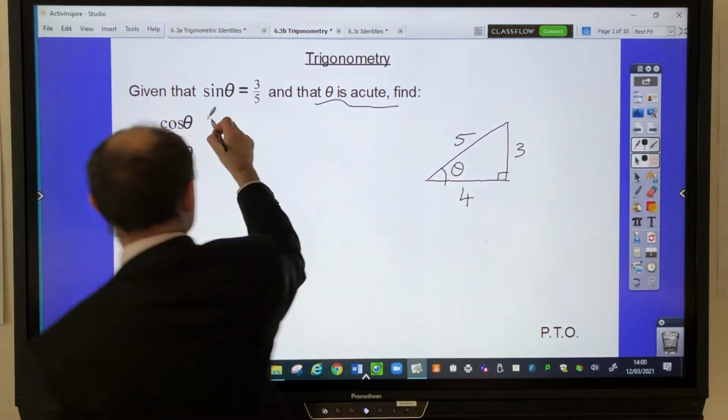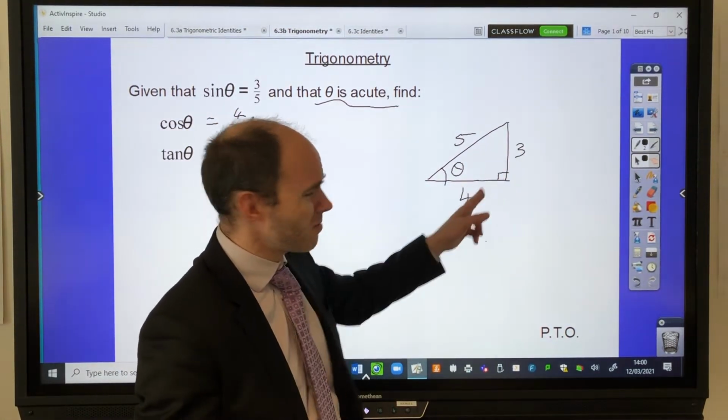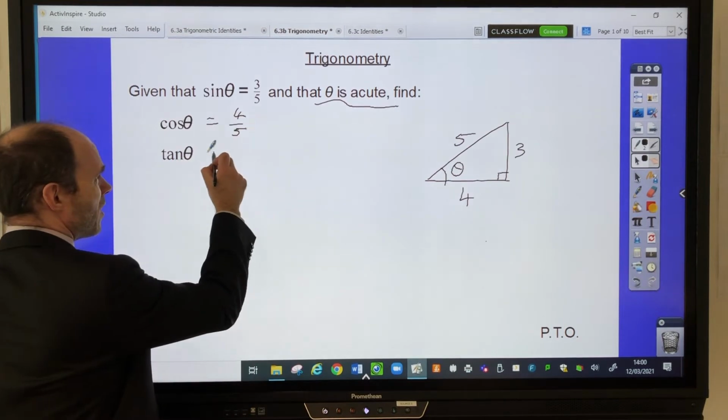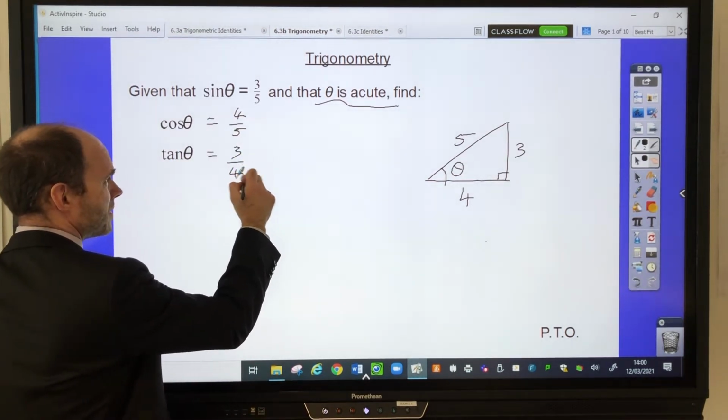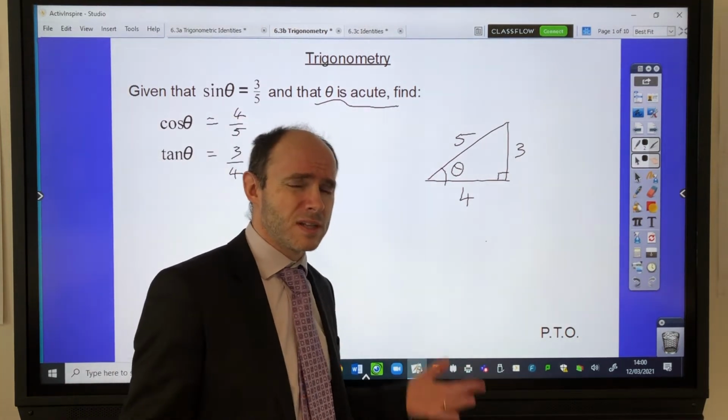Simple. So cosine theta is 4/5. Right, I'll write it in here. Adjacent over hypotenuse. And tan theta is just 3/4. Opposite over adjacent. And that's it. It's done. Okay, that question is done. There is an alternative. I did say there's an alternative.